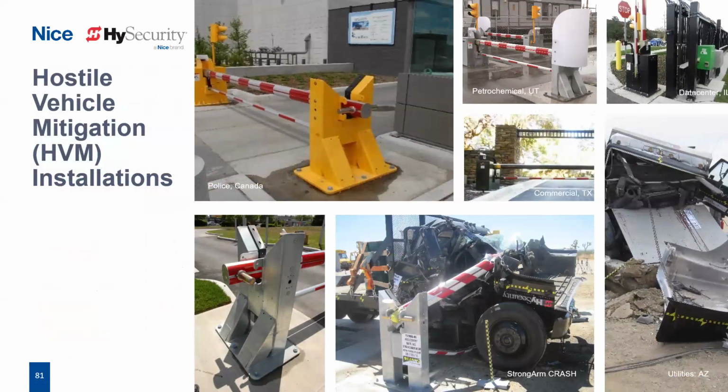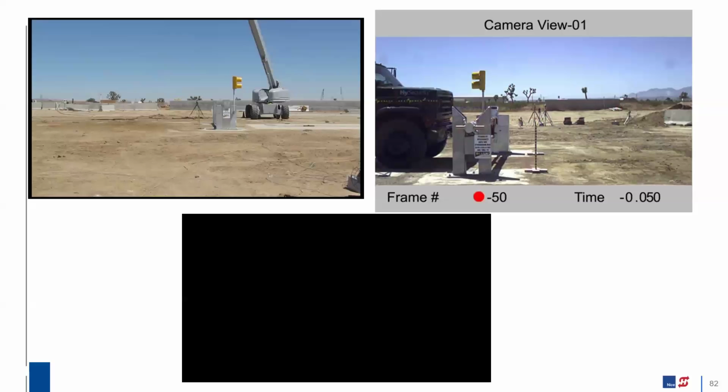Here's some nice installation photos of all of these. Not only are they typically going to be found at critical assets or infrastructure sites, but also for military installations, airports, anything where we want to restrict the access. So there's a couple different ways that these are going to be spec'd out there. And again, we do have a completely different presentation if you're interested in our HVM line.